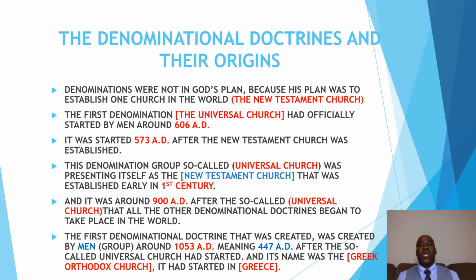This denomination group, the so-called Universal Church, was presenting itself as the New Testament church that was established early in the first century. But unfortunately, it was not so. And it was around 900 years after the so-called Universal Church that all the other denominational doctrines began to take place in the world.